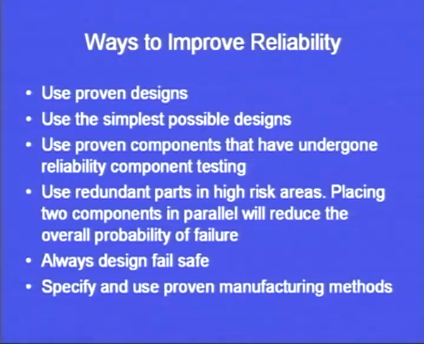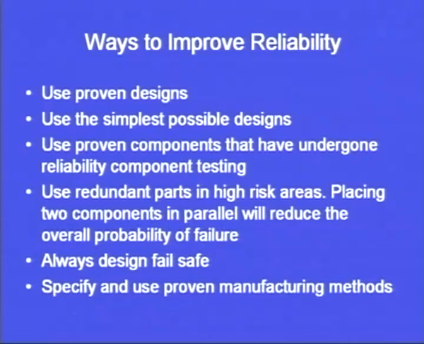So first thing is use the proven design, second thing is use the most simple design that is available for that particular product. Third thing is use proven components that have undergone reliability component testing. Now sometimes the product is not directly made as an integral part. It is made into different parts or components, and then these components are assembled together to make the final product.